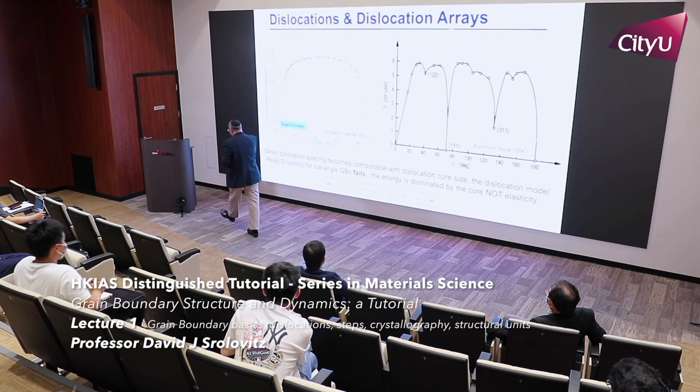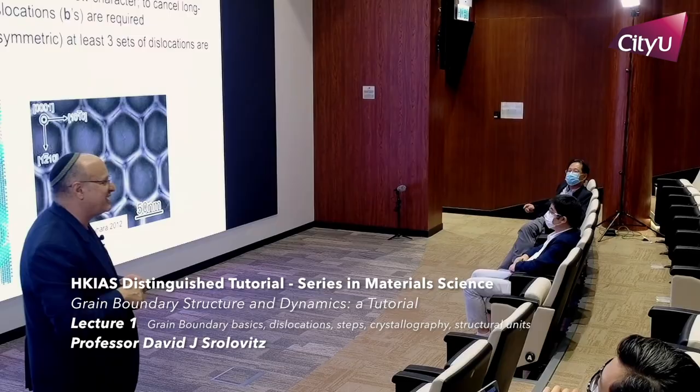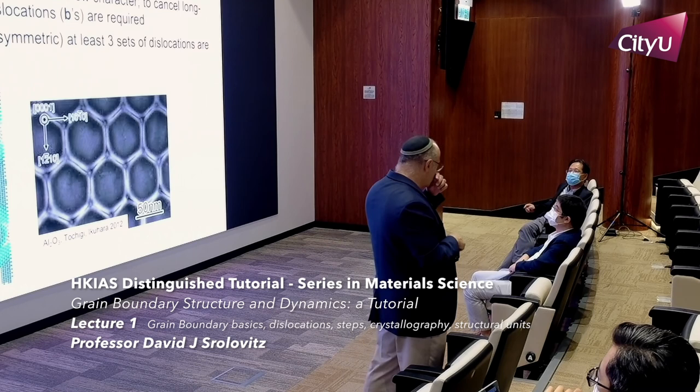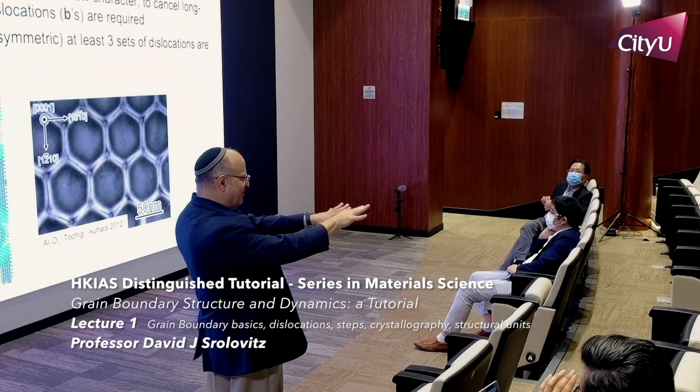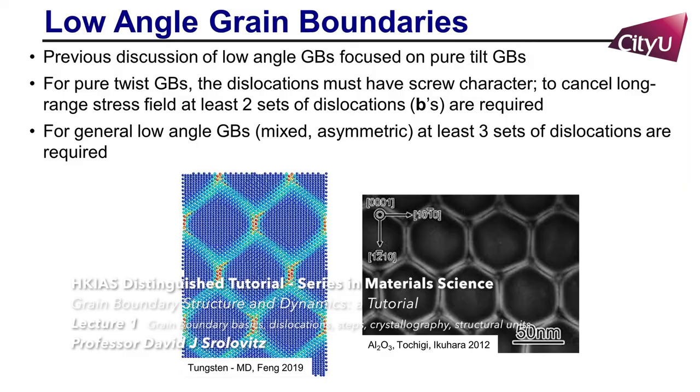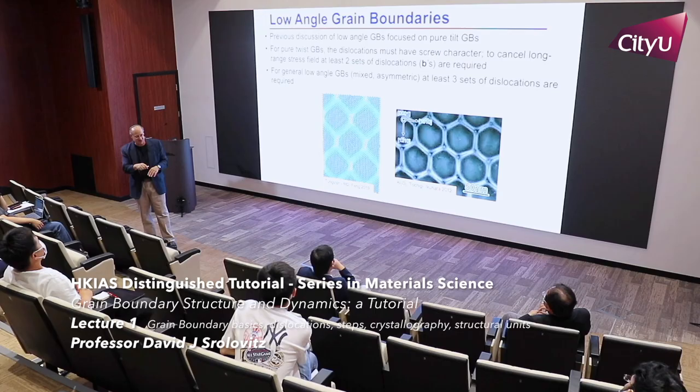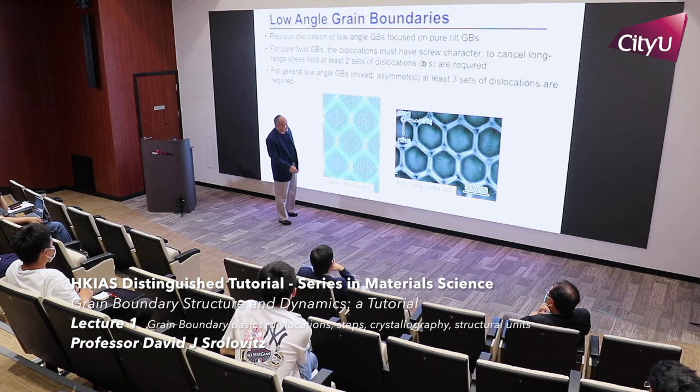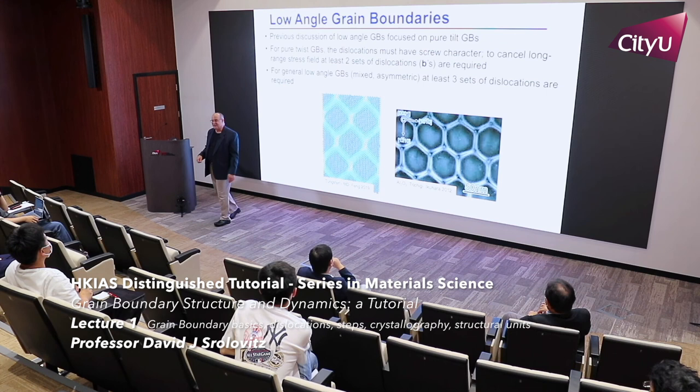Just a quick comment. If I'm talking about twist boundaries, I can't do this with edges. The only way you can get a twist is with screw dislocations. And if I had a planar array of parallel screw dislocations, the stress field at very large distances will be constant. The only way to screen it is by having an array of two or three sets of other dislocations in there. So now looking down the plane of the grain boundary, this is a simulation. And again, this is some work in sapphire, again from Ikuhara's group. You know, a very nice planar arrangement of dislocations.